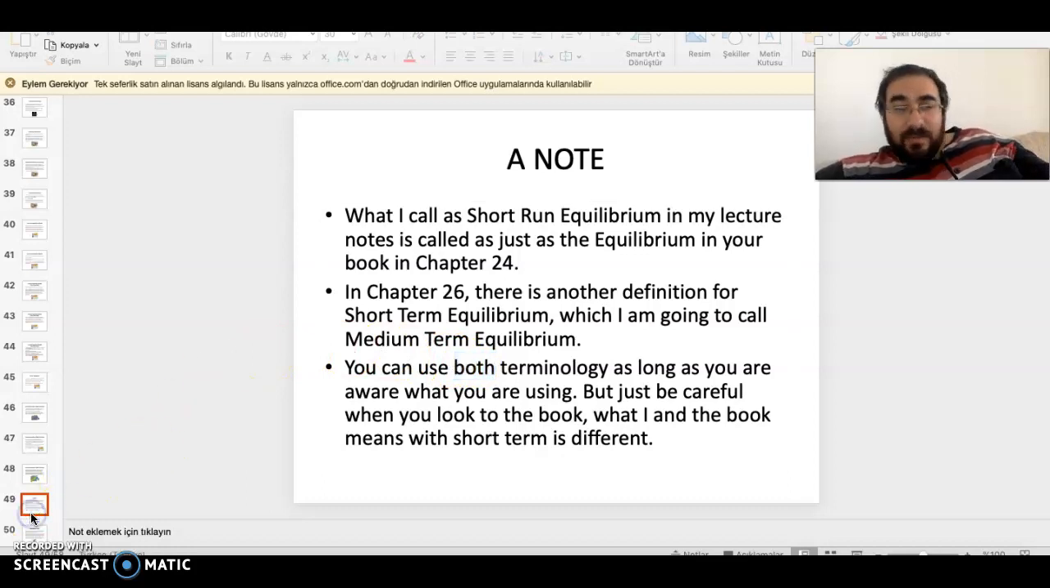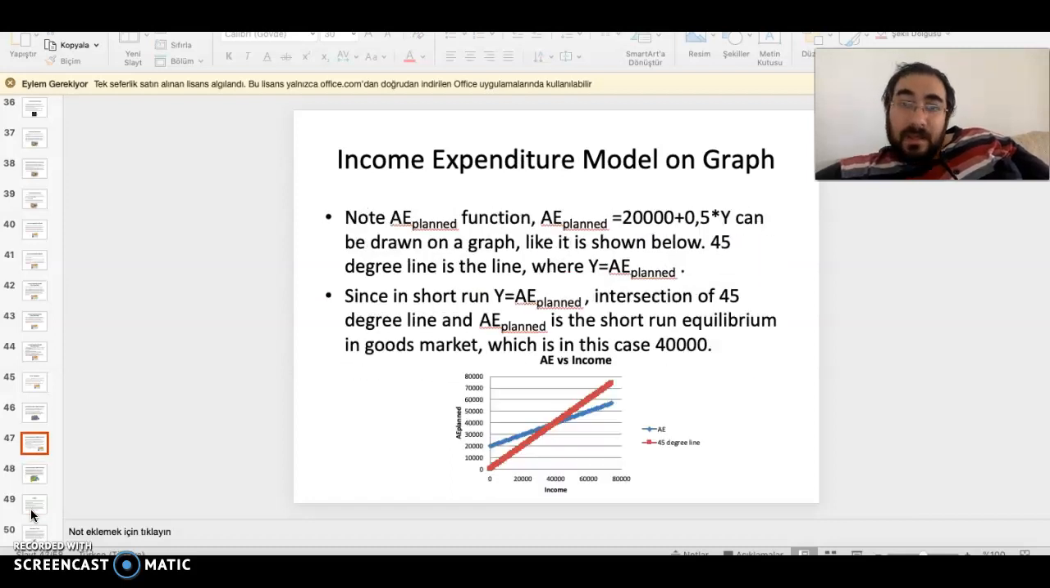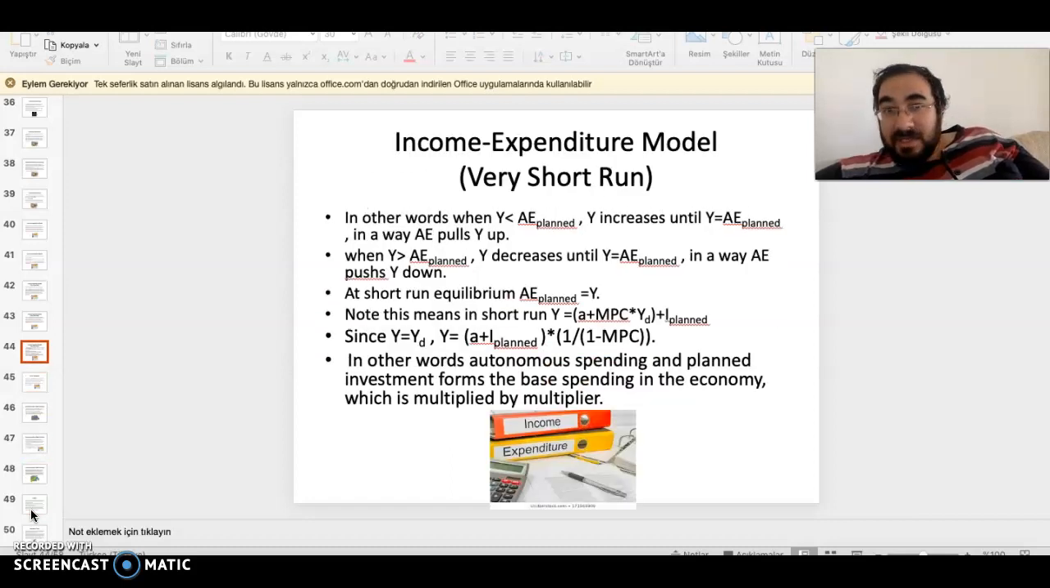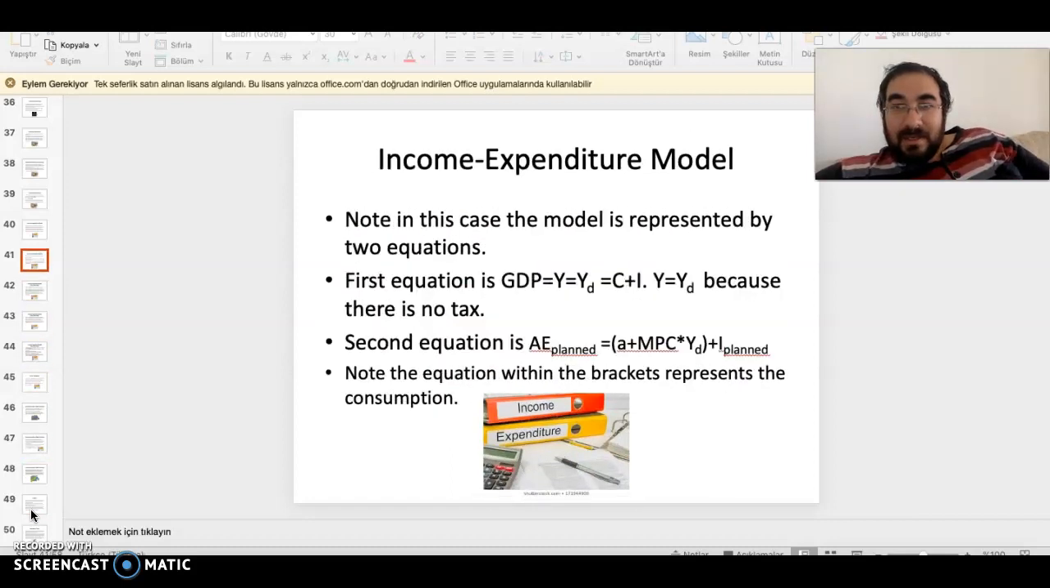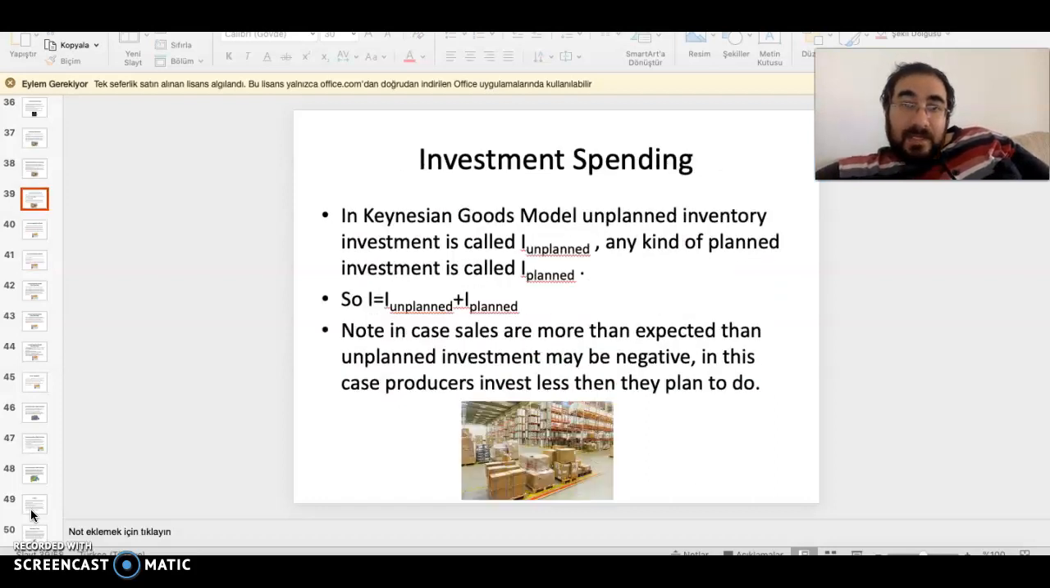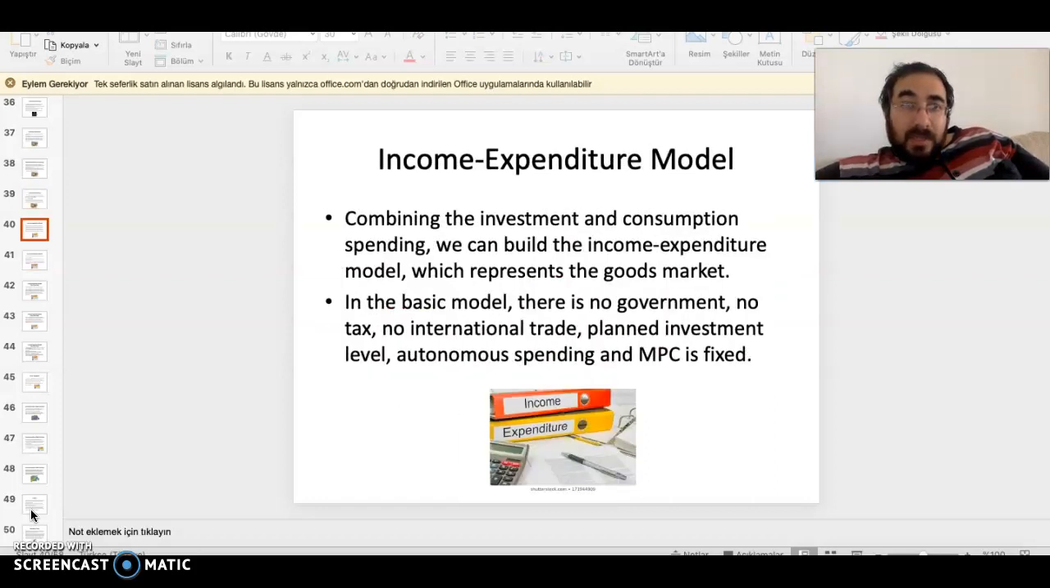And as I said, there is no unique definition of short run. Short run is according to what you define as short run. So how long is short run, if you tell it before making a proper definition, doesn't have any meaning, basically. So we can start with the income expenditure model.